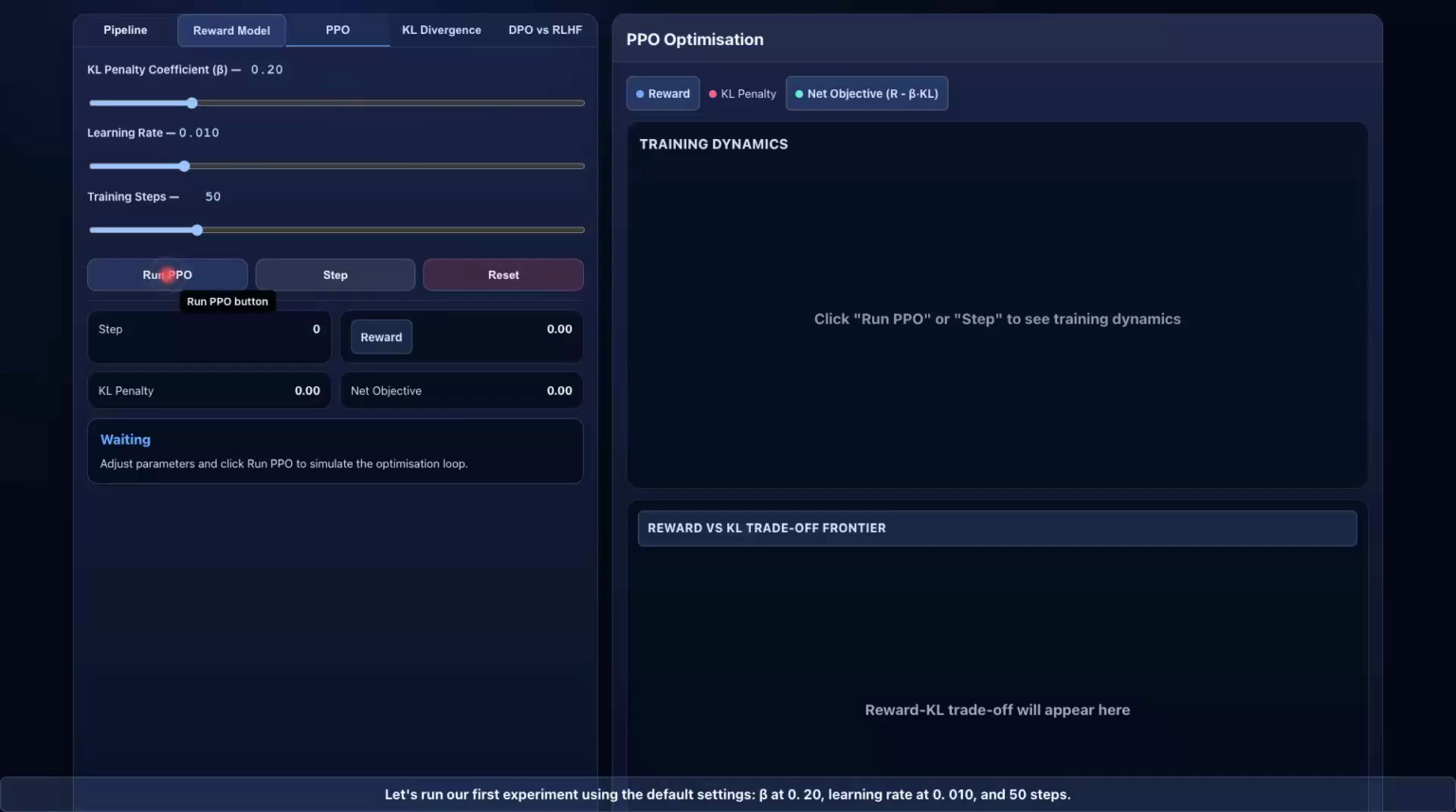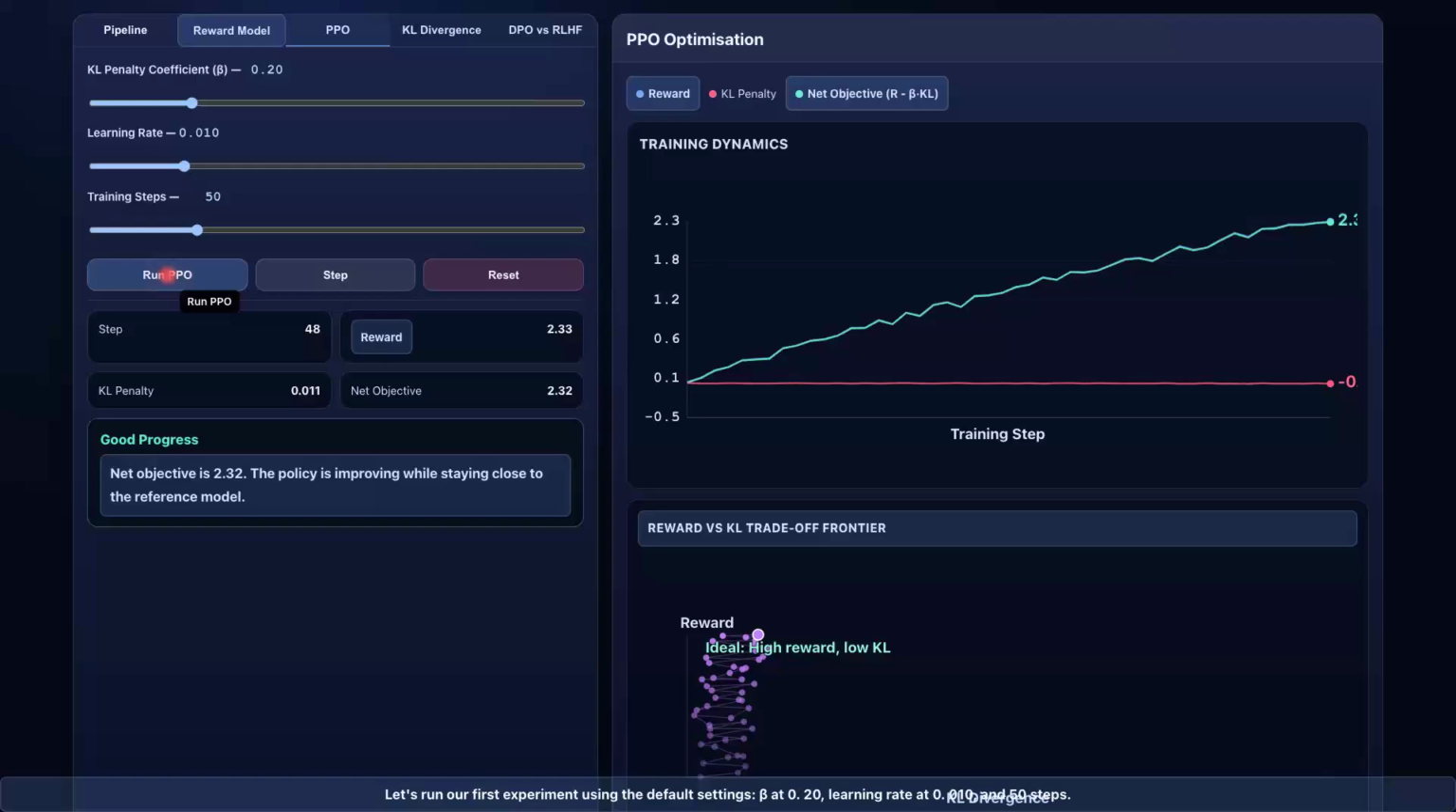Let's run our first experiment using the default settings, beta at 0.2, learning rate at 0.10, and 50 steps. Watch as the blue reward line climbs quickly at first, then levels off. The red KL penalty line drops below 0, showing the penalty growing as the model drifts. The green net objective rises and then plateaus, balancing reward and penalty.